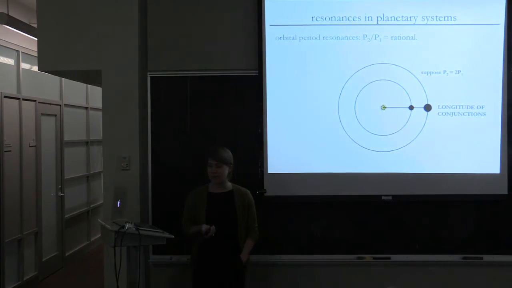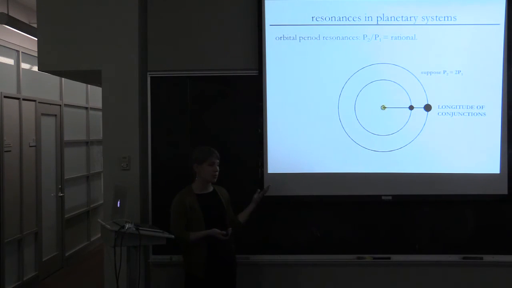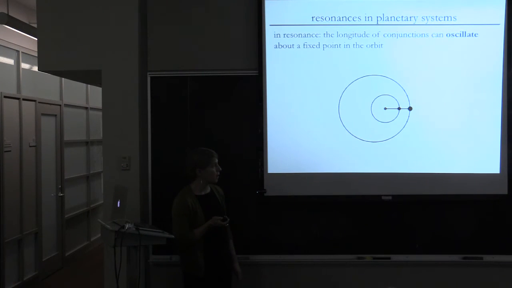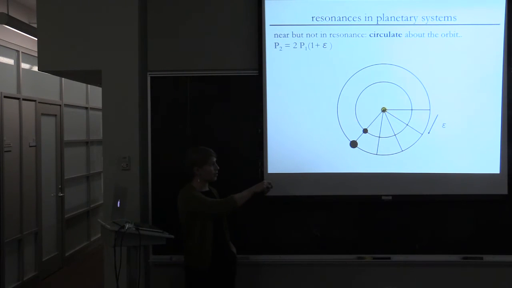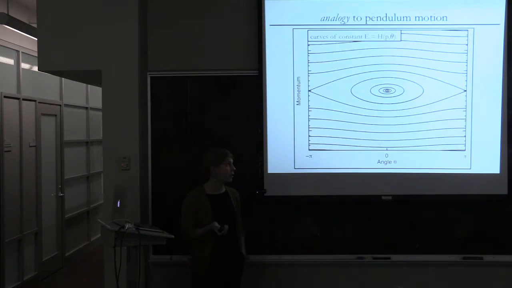So again, as I mentioned before, when you have this resonant configuration, you can have the longitude of conjunctions, where the planets meet, always occurring in the same phase of the orbits. More generally, you can have it oscillate about a fixed point in the orbit. So here I'm just showing you where conjunctions happen. And then there's the case where you're not in resonance, and the longitude circulates about the orbit. So these three phases of motion, being at a fixed point, oscillating about a fixed point, or circulating, are very analogous to the motion of a simple pendulum.